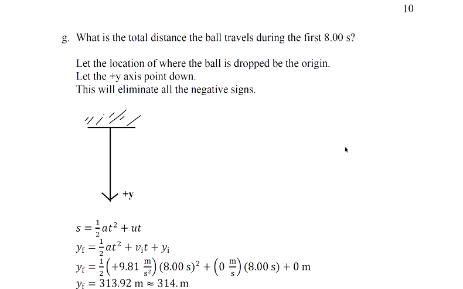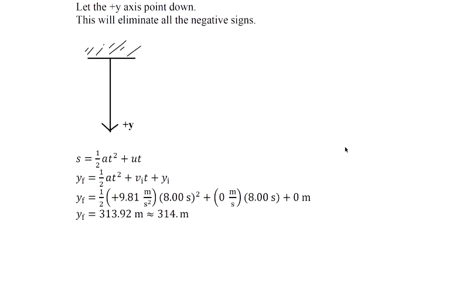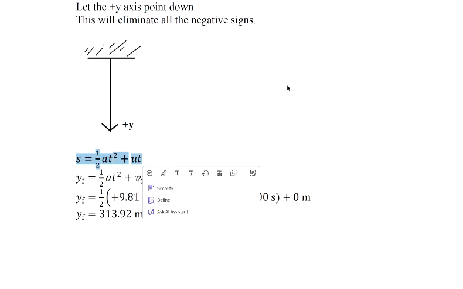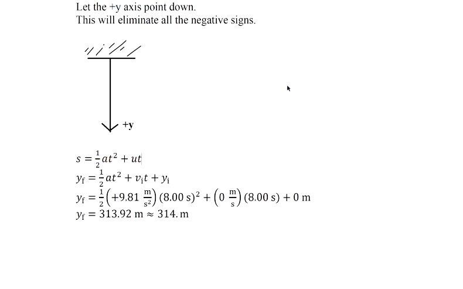Part G: What is the total distance the ball travels during the first 8 seconds? Let the location where the ball is dropped be the origin. Let the positive y-axis point down. This will eliminate the negative signs. So we plug into this equation all the variables we know. Solve for y final.